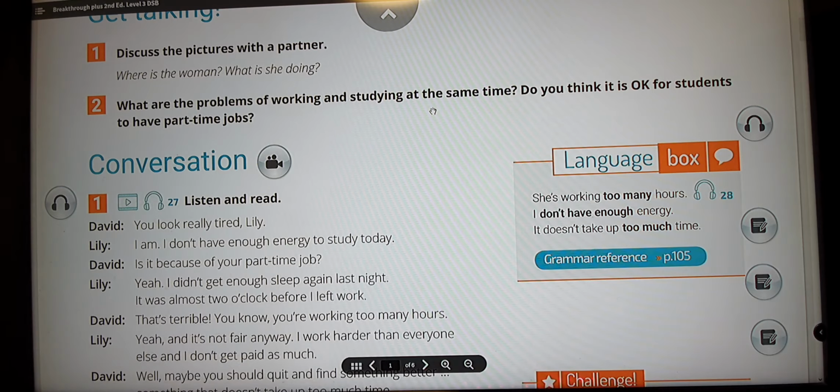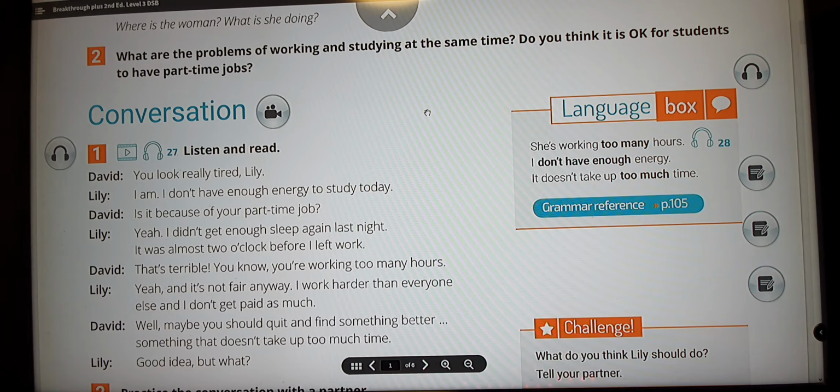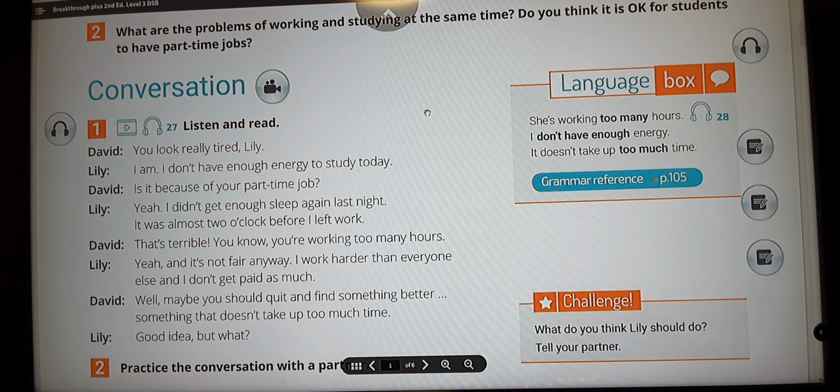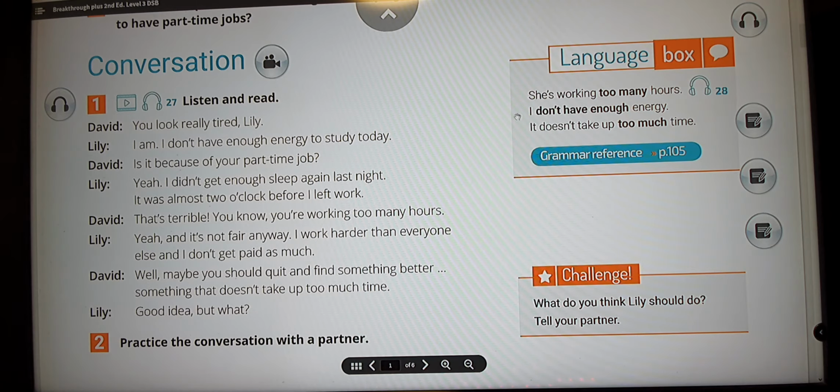Let's listen to the first listening. The first conversation is between David and Lily. In this conversation, you will notice these three expressions. She's working too many hours. I don't have enough energy. It doesn't take up too much time. So we see too many.